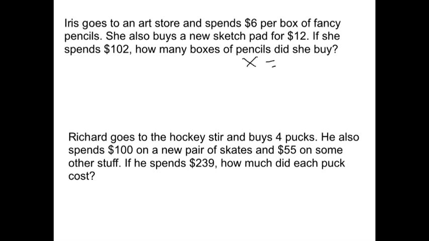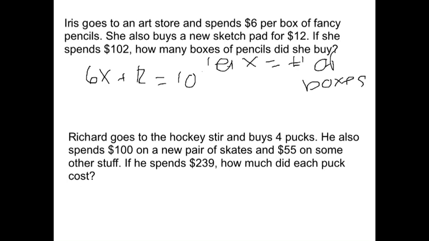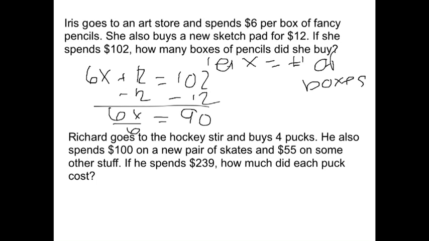So we're going to say let x equal number of boxes. So you're going to say 6 times the number of boxes plus the $12 she spends on the sketch pad equals $102. So therefore, for just the boxes of pencils, she spends $90. So for each box of pencils, when you divide by 6, you get 15 boxes.